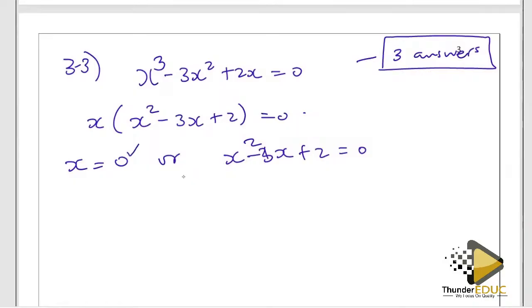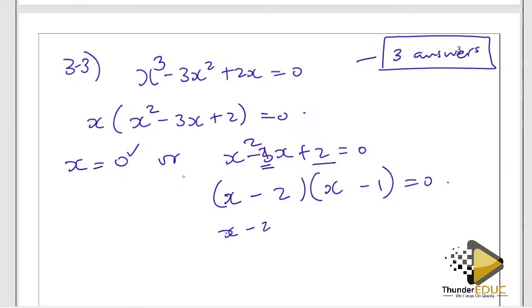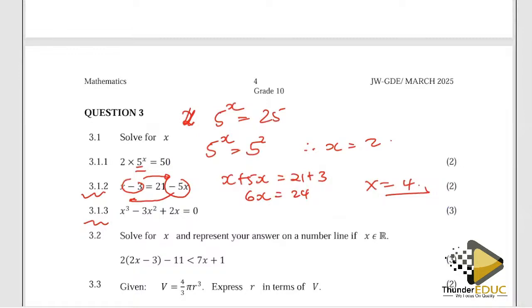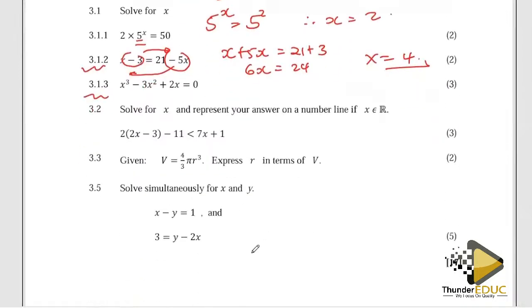Then we just need to factorize this out. Okay, so that's going to be x and x. For me to get this, I'll have a minus 2 and a minus 1. Okay, my product is a 2, my sum is negative 3. So which means that this bracket, x minus 2 should be a 0, or x minus 1 is a 0, which means x is a 2, or x is a 1. So answer 1, answer 2, and then answer number 3. So those are the 3 answers that we need. Wow, this question. Okay, 3.2.